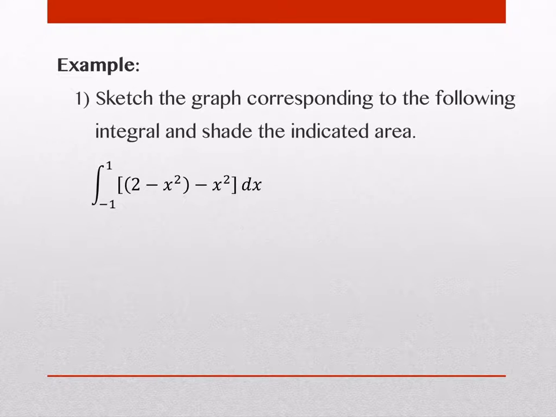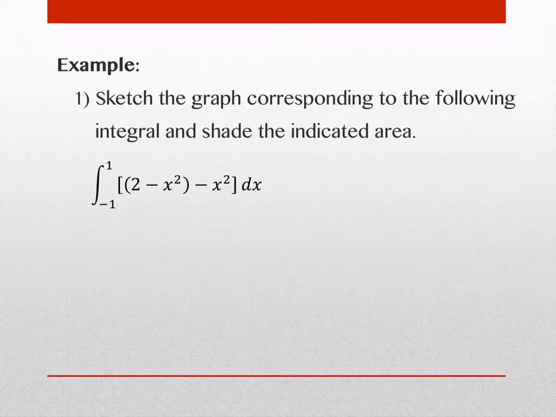Okay, so let's take a look at this one. We're not actually finding the area, we're just shading it. I want to give you an idea of how we do that, and then we're going to use the next two examples to actually do the whole process. This says to sketch the graph corresponding to the following integral and shade the indicated area. So go ahead and take your calculator. I know you could do these without, but some of them are a little more complicated. So let's just use our calculator as our device to do this.